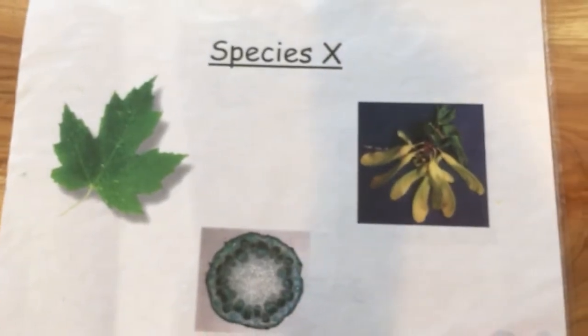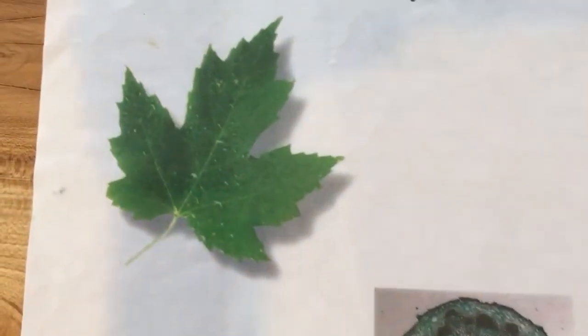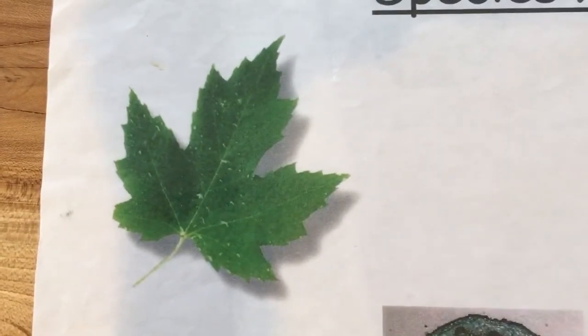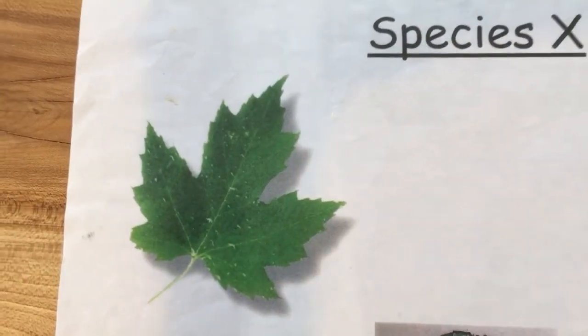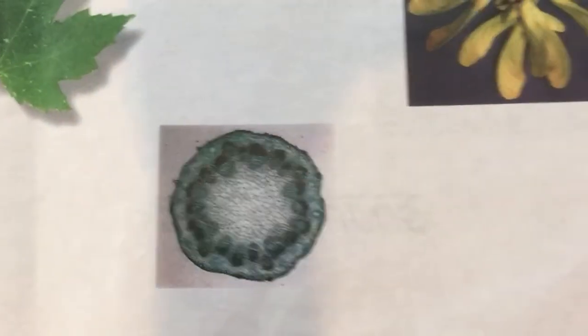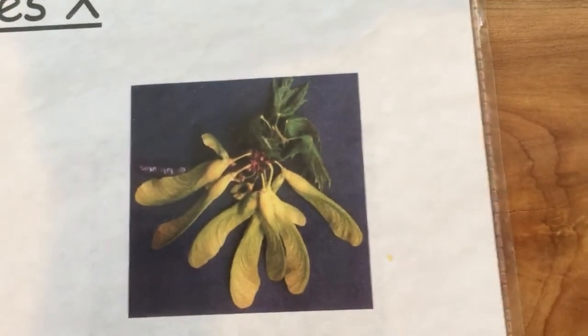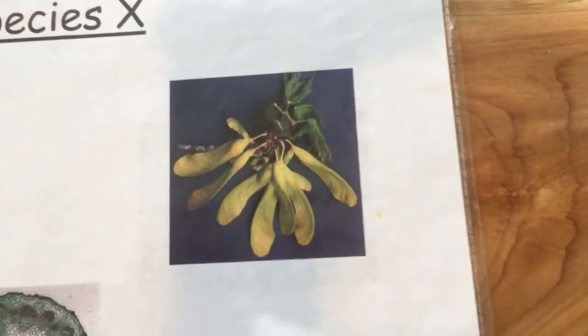Here's species X. Here are the structural characteristics of the plant. Take a look at the leaf. Pause if you need additional time. Structural characteristic of the stem. And structural characteristic of the seeds. Again, if you need more time than what I'm providing you, just pause the video and press play when you're ready.